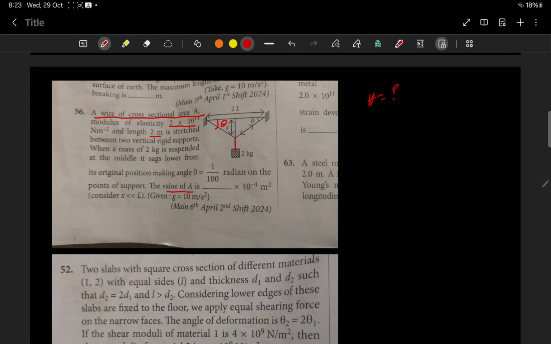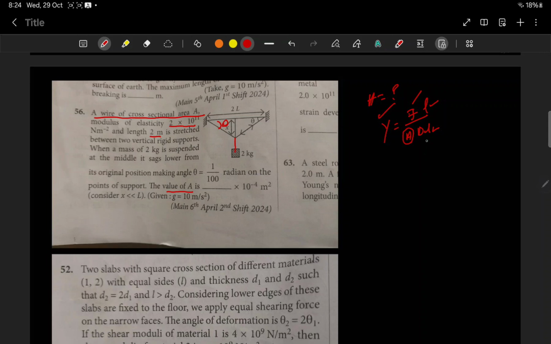So how can we find this area? Here the modulus of elasticity, Young's modulus, is nothing but stress by strain. Stress is F by A, and strain is nothing but del L by L. Young's modulus is given in the question, and the force we know. We have to find L and del L. Once we find del L, we can find what A is.